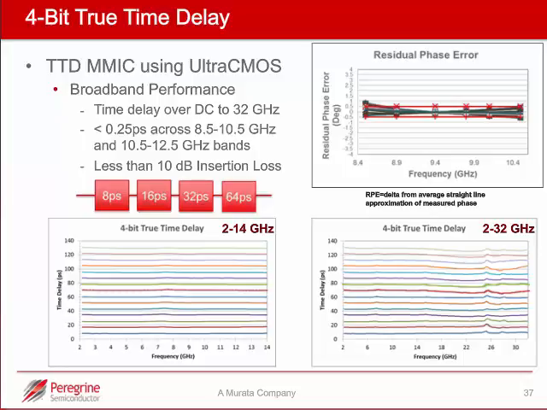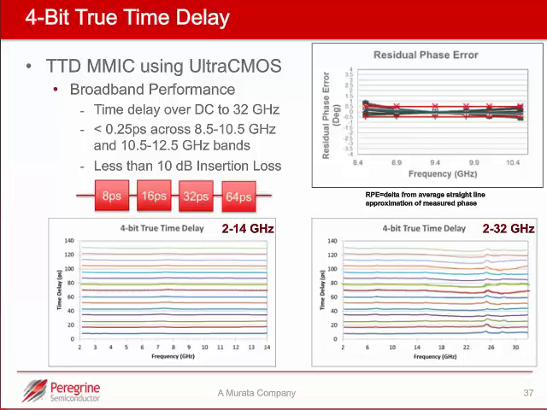What is shown here is a 4-bit true time delay that is going from 8 picosecond to 64 picosecond binary weighted, and it's a 120 total picosecond delay for the entire chain. And what is shown in the lower left is the 2 to 14 gigahertz behavior. You can see very much flat lines going across there. And so you can pick out sub-bands within this to take a look at how accurate it is in a little bit more of a refined metric.